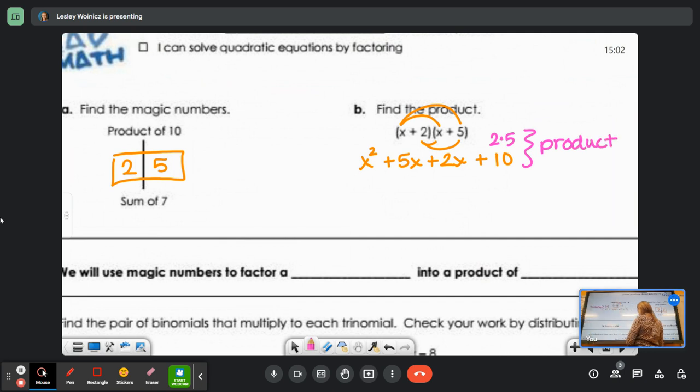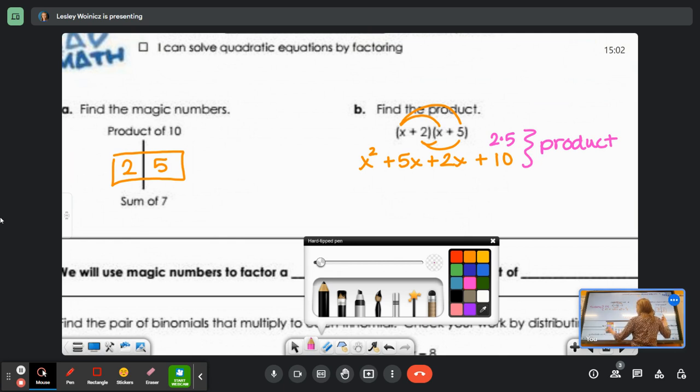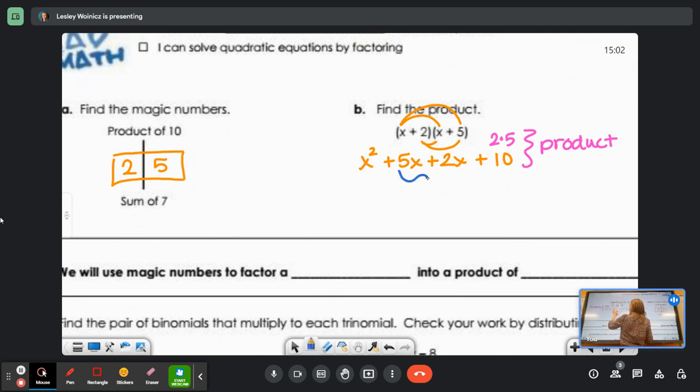Okay, where does the 7 come from? The 7 comes from adding 5x plus 2x, which gives me 7x. So the 7x is a sum.